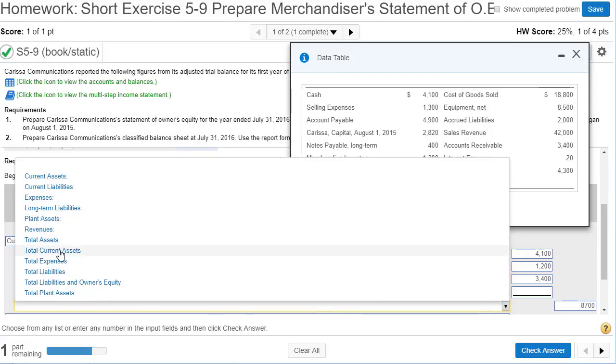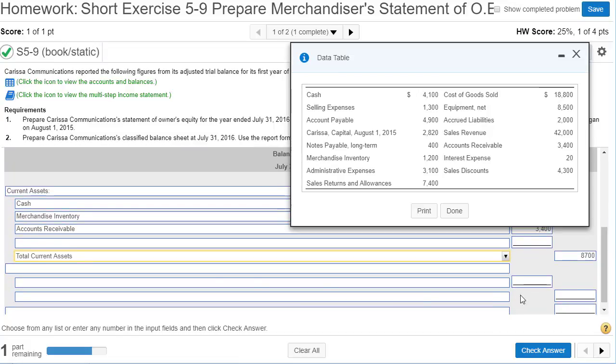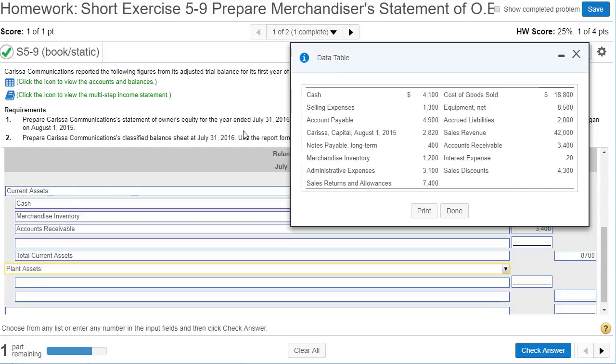Total current assets. Scroll down. And notice we have another label. The next label will be the long-term assets, but no one calls them that. They call them property, plant, and equipment, or plant assets. So let's look through our list of accounts, see if we have any assets that are long-term. The only one I see is this equipment.